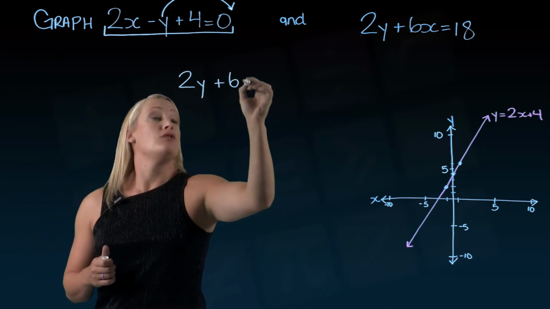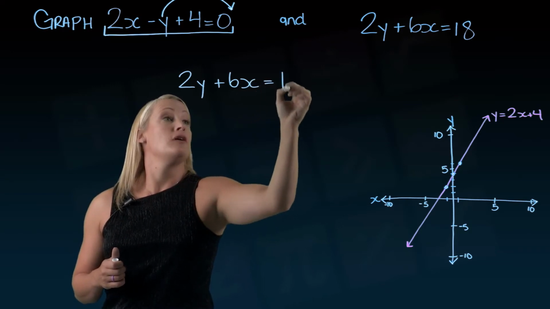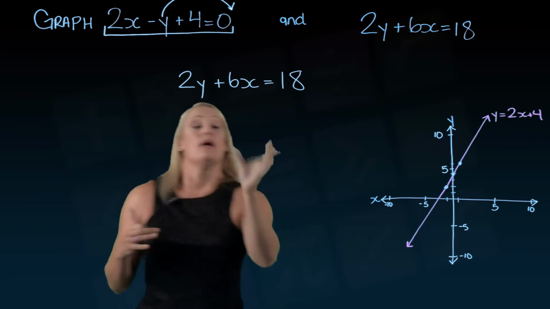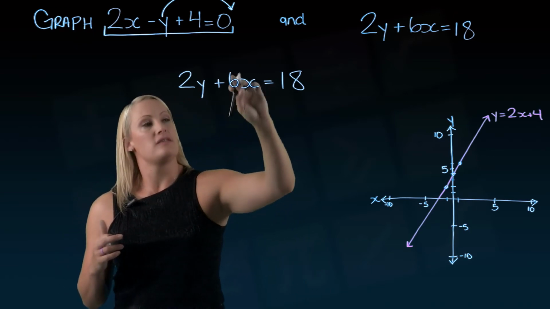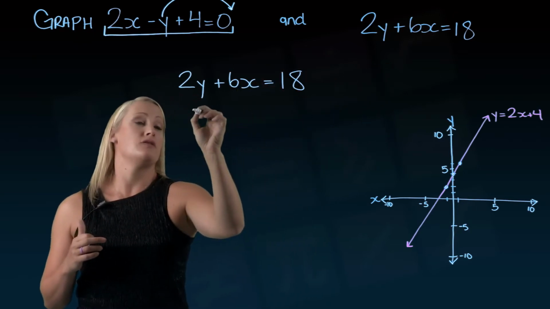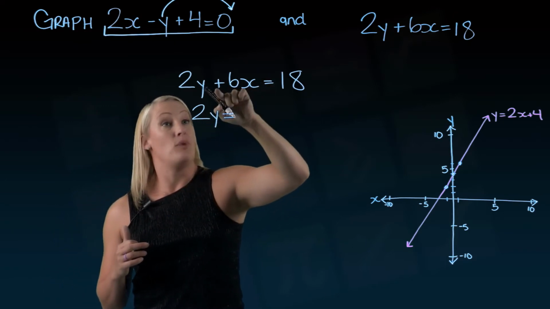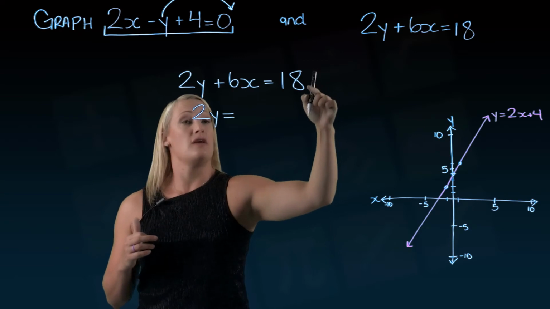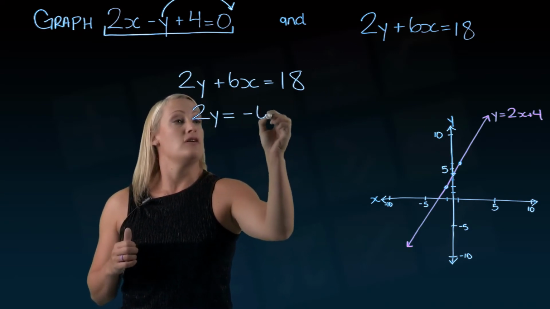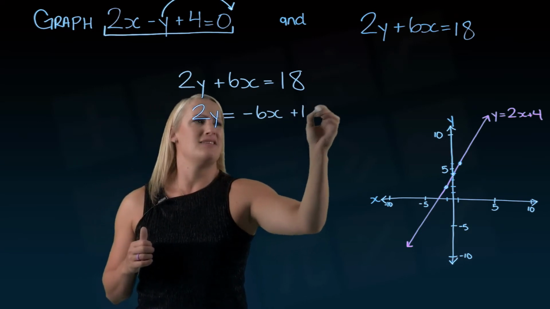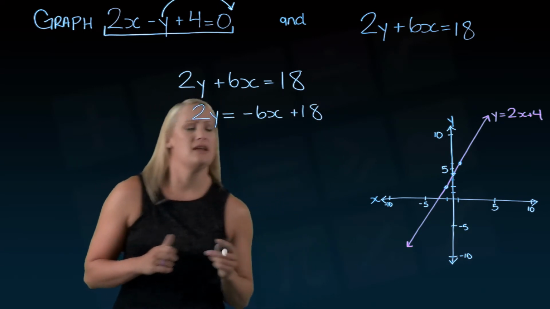And if we are going to graph this using a table of values, the first thing I want to do is I want to isolate y. So let's get this 6x away from the 2y, so the 2y is on its own. 6x, positive 6x, crosses over to the other side. It now becomes negative 6x. And then that positive 18, it hasn't moved, so it stays a positive 18.